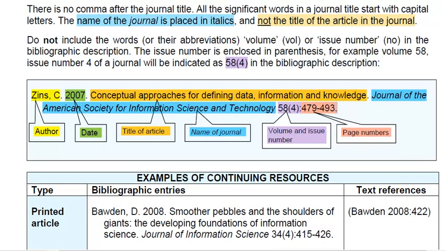Okay, let us look at a practical example. I'm leaving that piece of information at the top there because it is very, very important. Here we have the author's surname and initials, followed by the date, the title of article, the name of the journal in italics. Then we have the volume and issue number, and we have the page numbers if it is paginated.